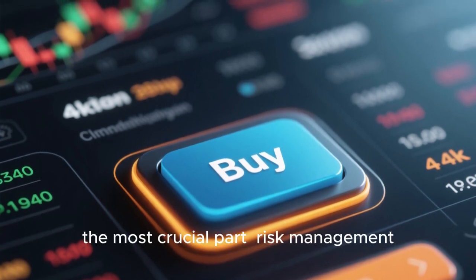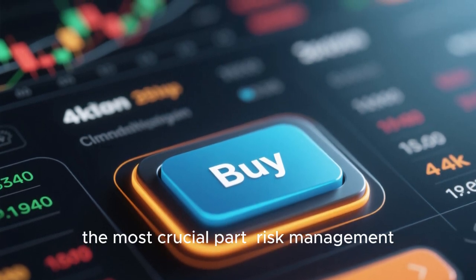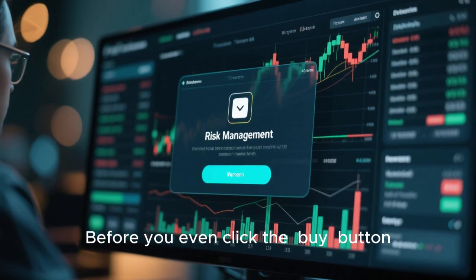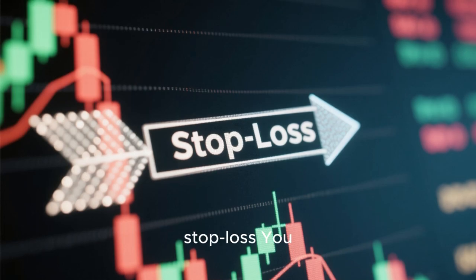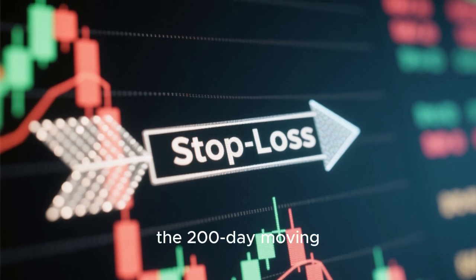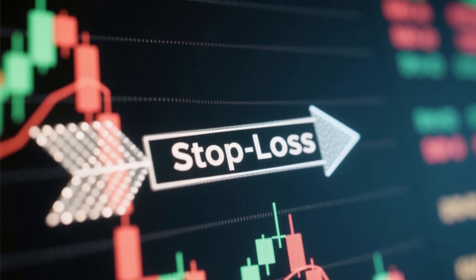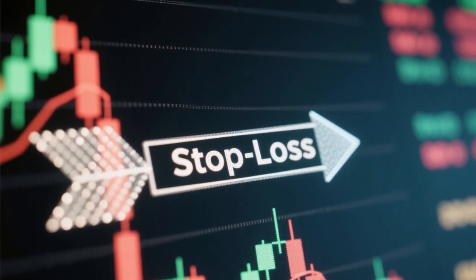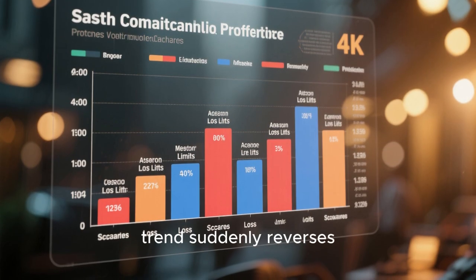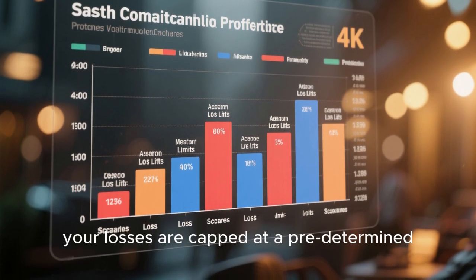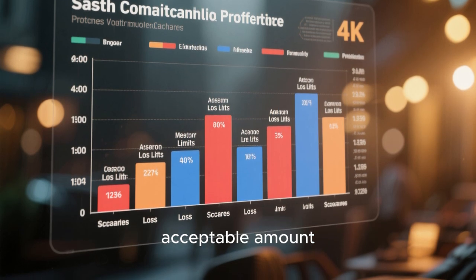Now, the most crucial part, risk management. Before you even click the buy button, you need to know where you'll get out if you're wrong. This is your stop loss. You might place your stop loss just below the recent swing low or below the 200-day moving average. This ensures that if the trend suddenly reverses, your losses are capped at a predetermined, acceptable amount.